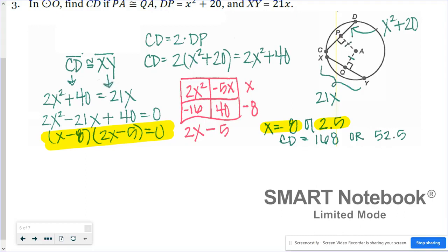And given the representations of our segments, both answers do work. So we have two possible answers. So if x is 8, CD will be 168 units long. And if x is 2.5, then CD will be 52.5 units long.